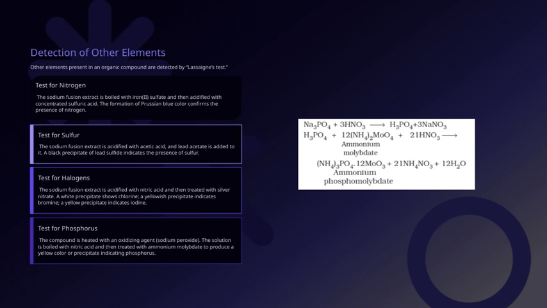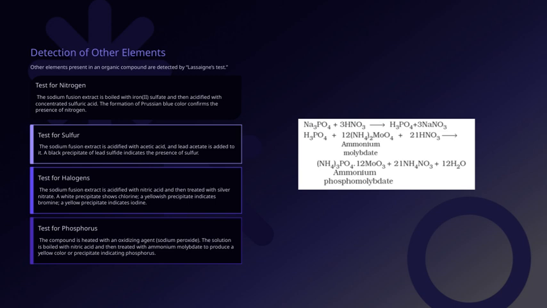Next, for sulfur detection, we again start with the sodium fusion extract, acidify it with acetic acid, and then add lead acetate. The formation of a black precipitate, which is lead sulfide, confirms sulfur's presence.